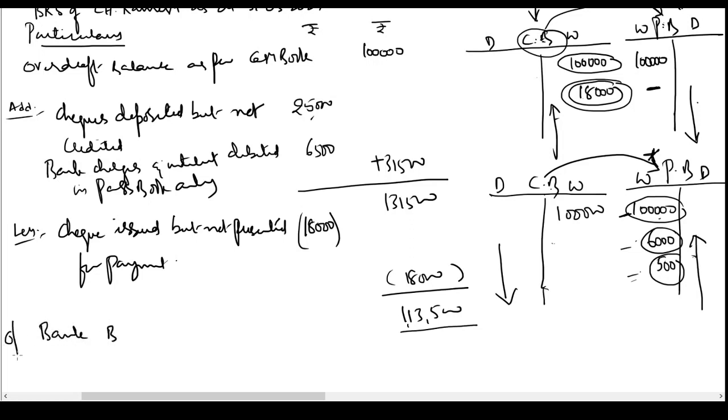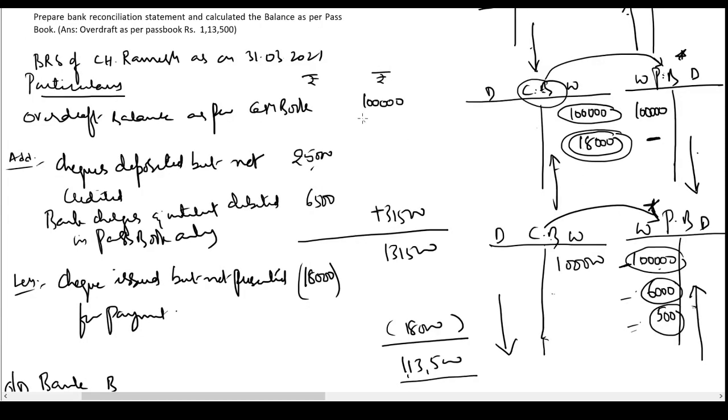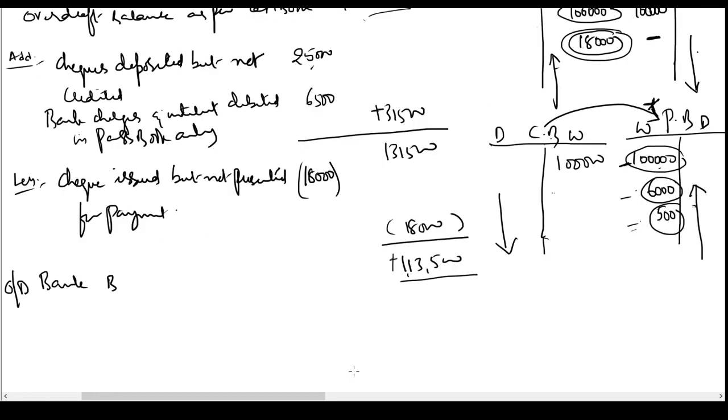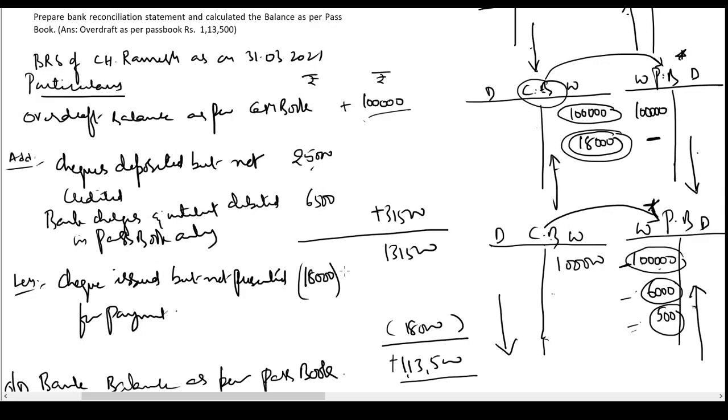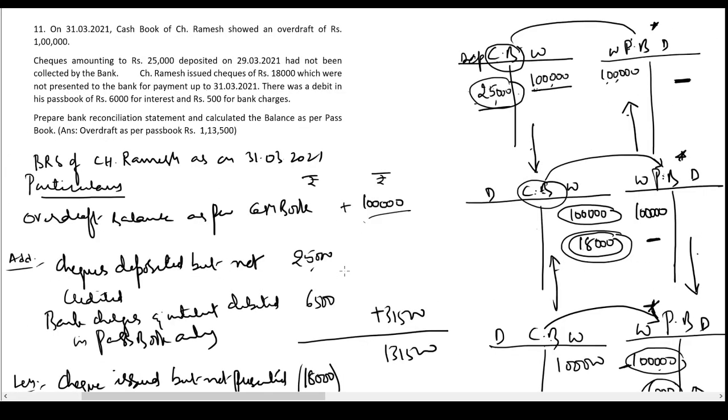Now this is not normal balance, overdraft balance. Because we started with overdraft balance, we considered overdraft balance as plus. If the answer is also plus, that means we are talking about overdraft bank balance only. So overdraft bank balance as per passbook rupees 1,13,500. So this is how I deal with an overdraft balance problem in the bank reconciliation statement. Let us do some more problems in the next videos.